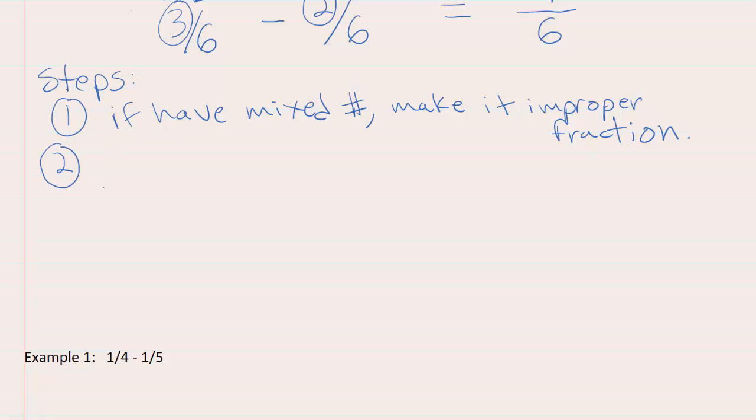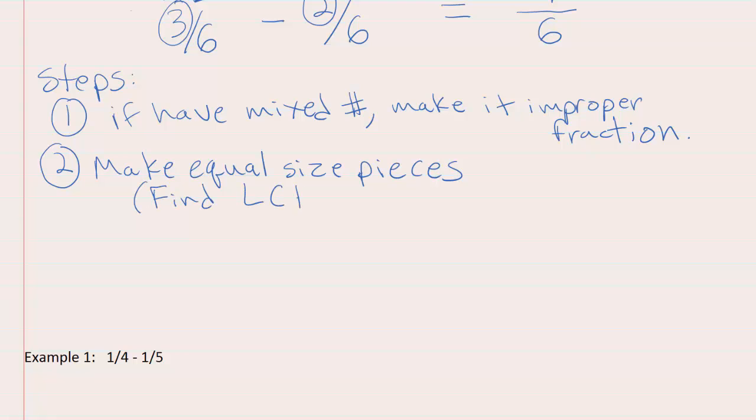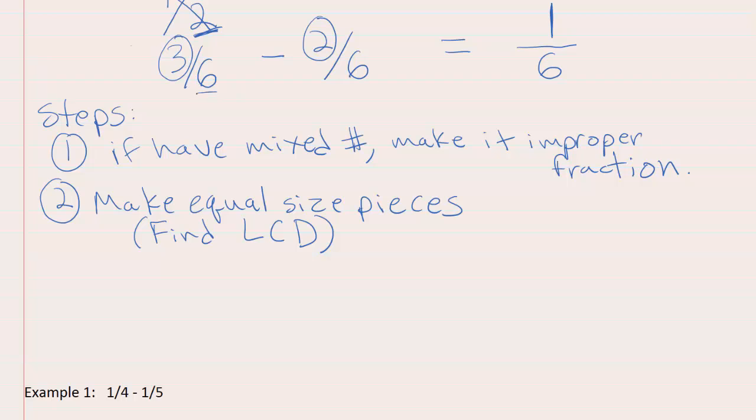So step number 2, we're going to make equal size pieces. And just like we talked about when we were adding fractions, this is also called finding the LCD, finding the least common denominator. That means making sure that our denominators are the same in both of the fractions that we're trying to subtract.